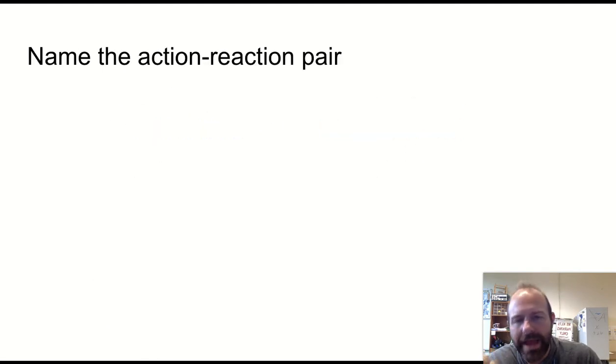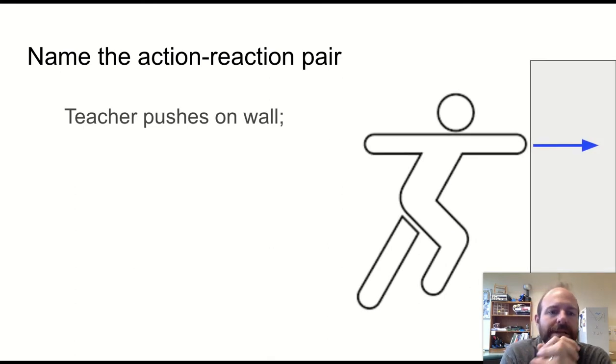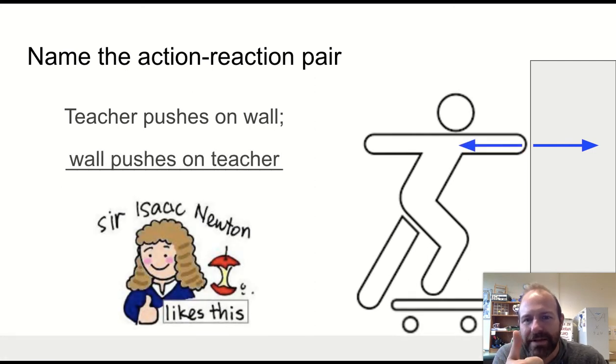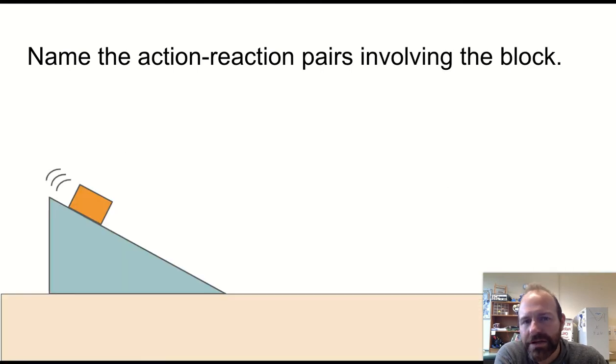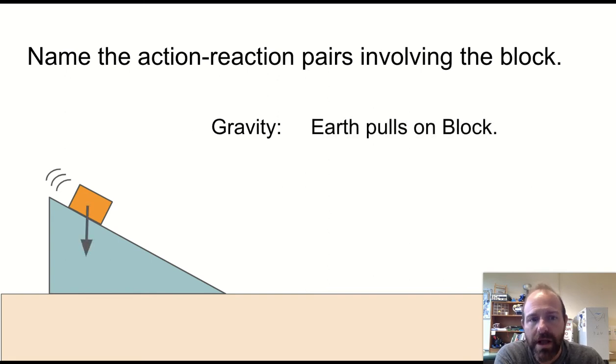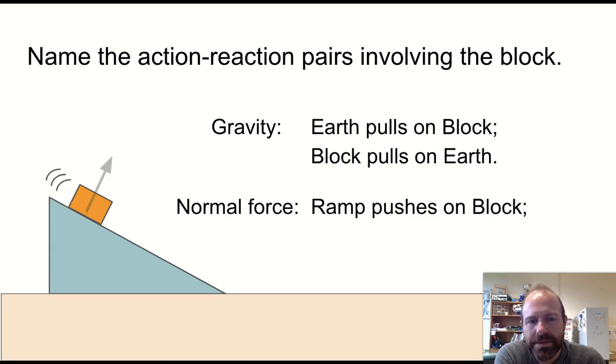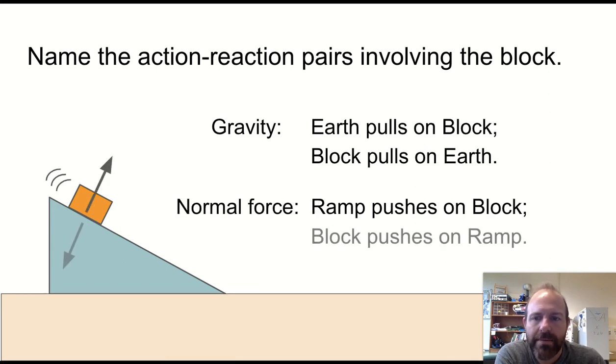So if we're going to talk about the action-reaction pair, we can look at some examples, right? A teacher pushes on the wall. What's the reaction pair? The wall pushes on the teacher. So Isaac Newton likes that one, right? Action-reaction pairs involving this block: if we're talking about gravity, the Earth pulls on the block, the block pulls up on the Earth. The normal force, the ramp pushes on the block, and the block pushes on the ramp, right? It does not matter what kind of force it is, it follows this same exact format.